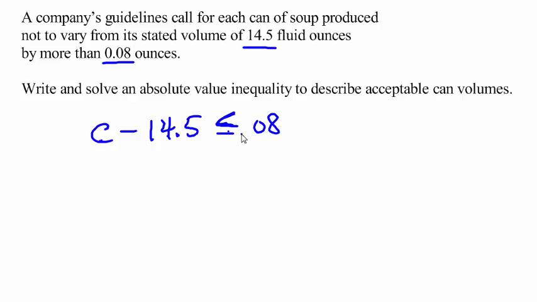The problem you run into is if you have a can that's under 14.5 ounces, like a 14-ounce can. You'd say, oh, 14 minus 14.5. That's a half ounce off. That's way too far off to count as a quality can. But you get a negative number on the left side, so technically that's less than 0.08. So according to this statement, it would have to be good. So the way we get around that is by putting absolute value bars around the C minus 14.5. And that takes away all those negatives and allows the inequality to work.